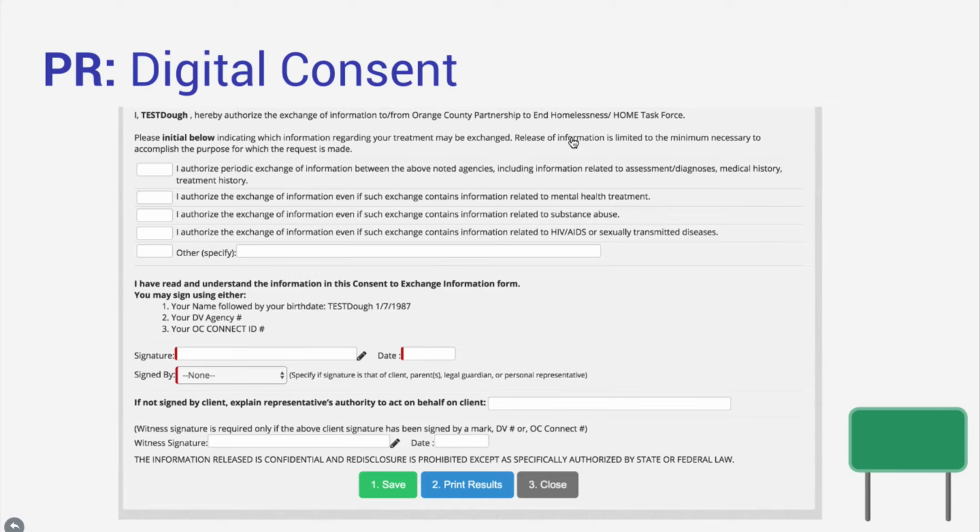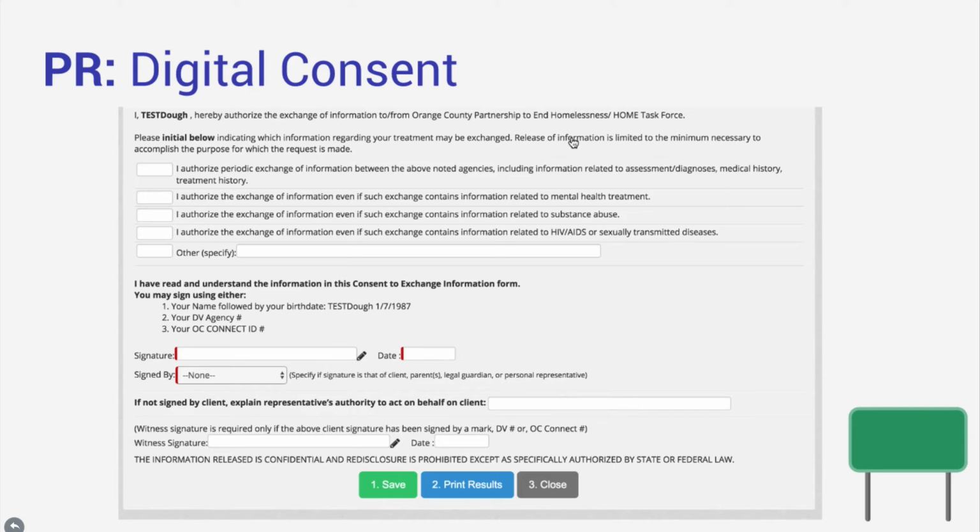And then we use a digital consenting process where people sign by typing their name and putting the date, and then you would indicate who is exactly signing the form. If that is the client themselves or a legal guardian or some other type of representative. And then the witness signature would be you, the service provider, would type your name there and the date. And then we recommend that you print the results and give each client a copy.